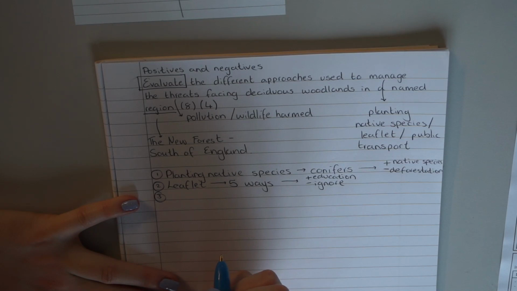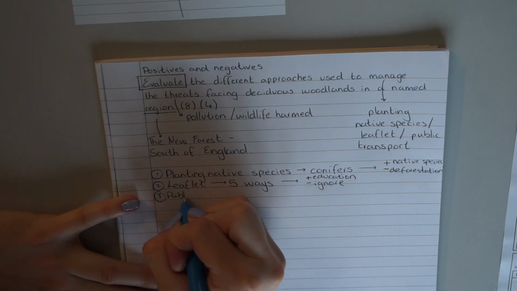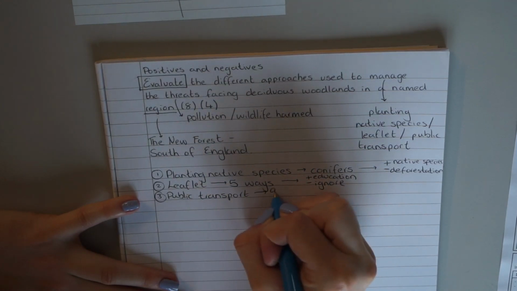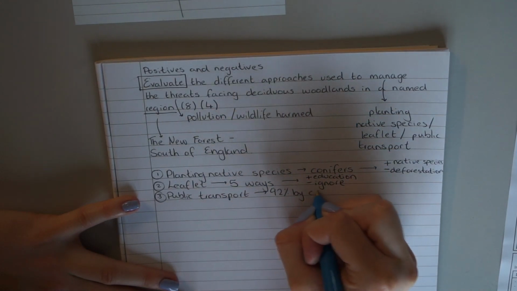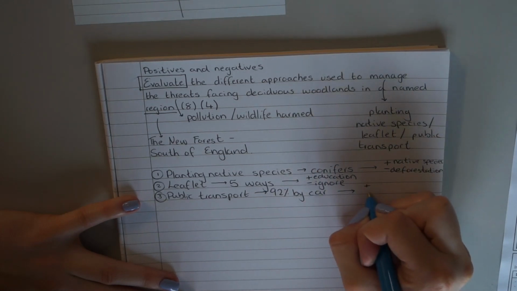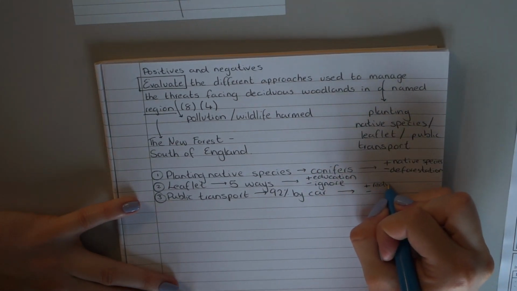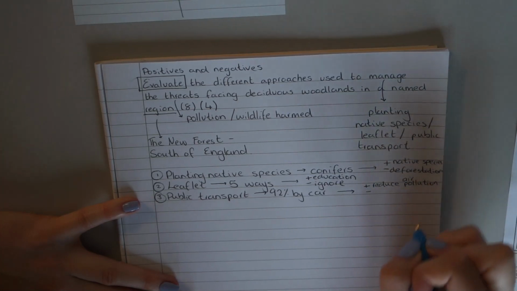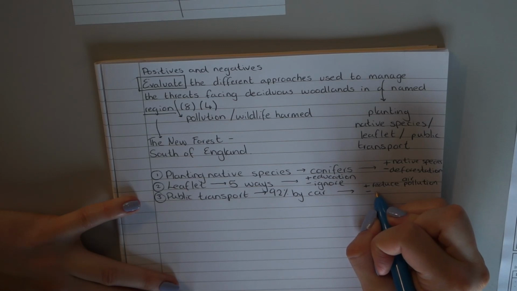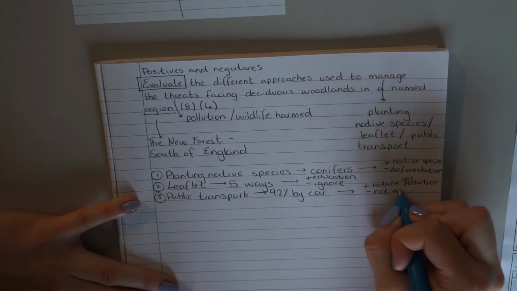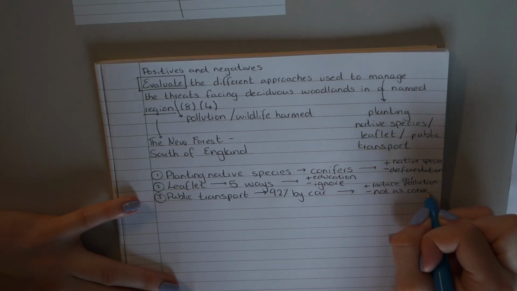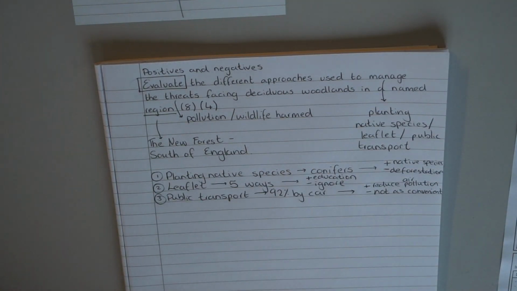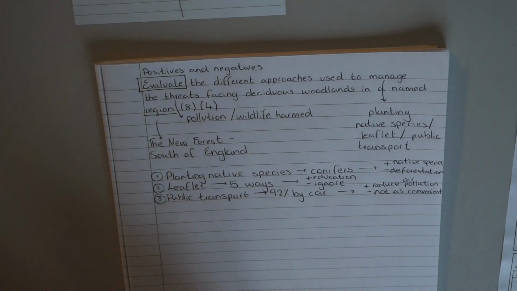Then the third method that I am going to talk about is public transport. So my evidence is going to be 92% of people travel by car. Then I need a positive and a negative, so it would reduce pollution and specifically air pollution. But a negative is that it's not as convenient. So people might not want to use public transport to go there. It's not as easy if they are going there with their family.